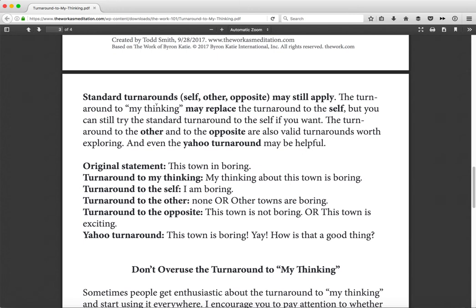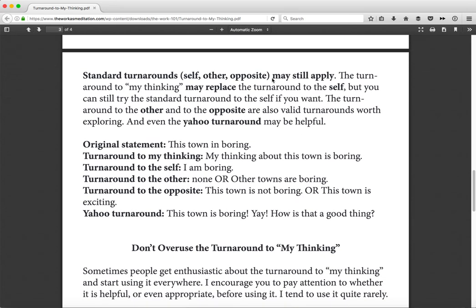One other thing is that standard turnarounds, like to the self, the other, and the opposite, may still apply, just because I found the turnaround to my thinking. For example, say the statement is, this town is boring, and the turnaround to my thinking is, my thinking about this town is boring. Just because I found that turnaround doesn't mean that the turnaround to the self or the other or the opposite or even the Yahoo turnaround couldn't be useful. So here's the turnaround to the self. I am boring. And it's a different way of saying it. My thinking about this town is boring, or I am boring. They have slightly different flavors. So if you find it useful, you can always use that.